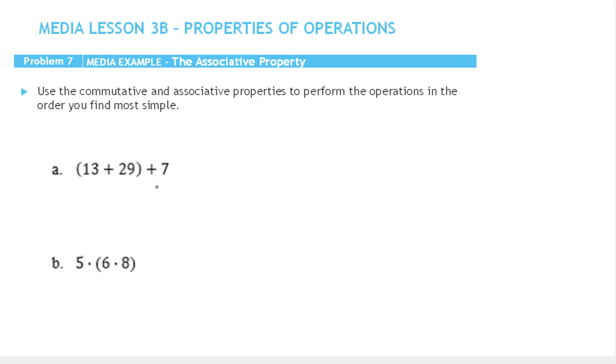So here's kind of the long way, justifying it with the commutative and associative properties. The commutative property says that I can reverse these two. So I could put the 7 in front and put the 13 plus 29 second. So this is the commutative property. And the associative property says that I could change this grouping and group the first two together. So 7 plus 13 plus 29.